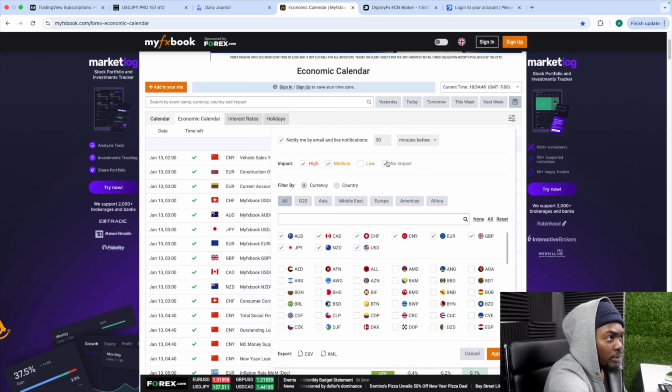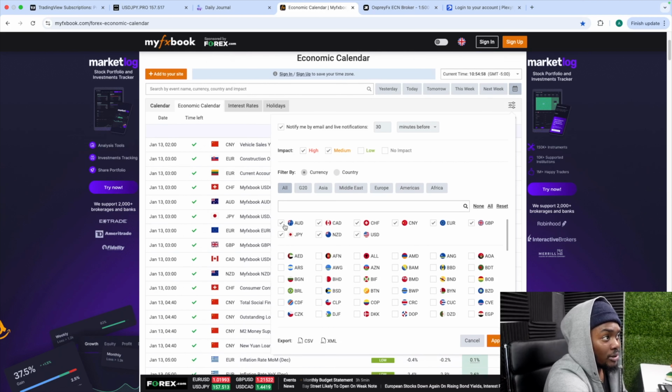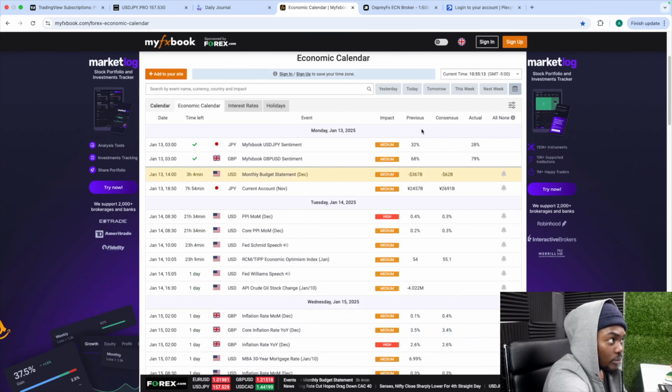I'm pretty much only looking for high impact news. I can leave medium on here, but I want to only pay attention to high impact news, and then only the pairs that I trade, right? So let's put none, and then I only trade GBP, USD, and JPY, and I'm going to apply. Whatever currencies you trade, you can delete all the extra noise on here. So this is pretty much how it should look.